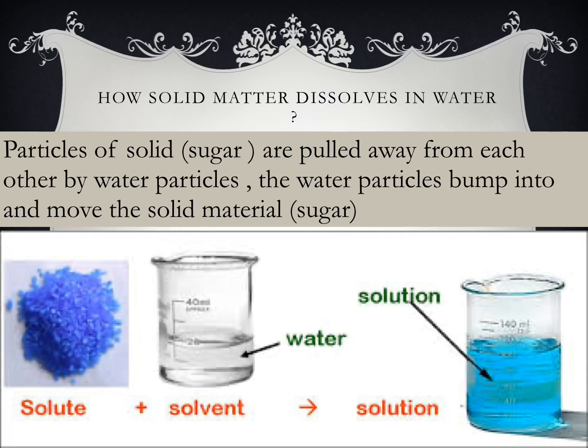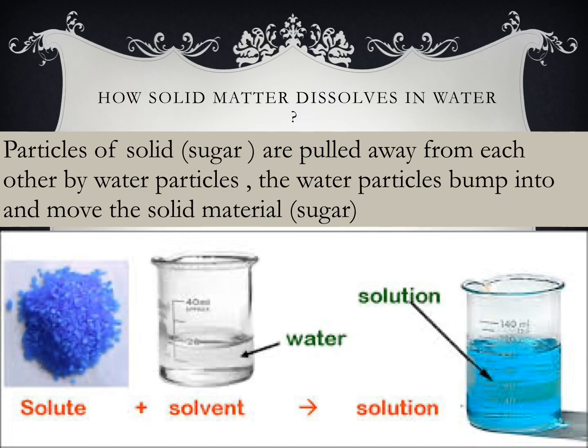Okay, I want you to look at the picture. Now, the solid material, it could be sugar, it could be salt. This thing that is actually solid is called the solute. So, solute is a solid material. The liquid is a solvent. And the mixture of both is a solution. You can see it and learn those words.